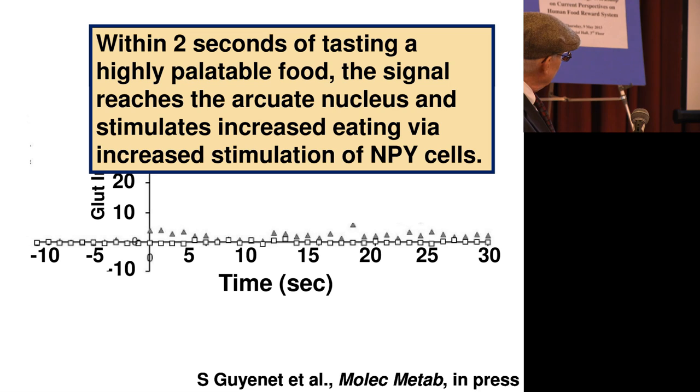So if you look at these little squares along here, that's what happens when the rat is drinking water. The NPY glutamate, or the arcuate glutamate, isn't changing at all. You can see that. That's these squares.